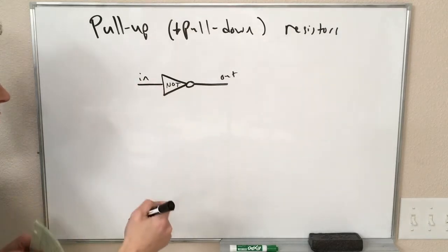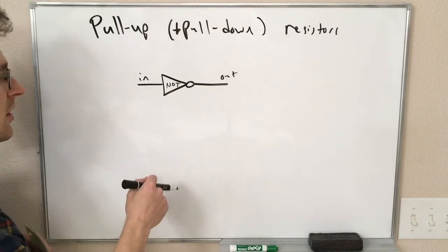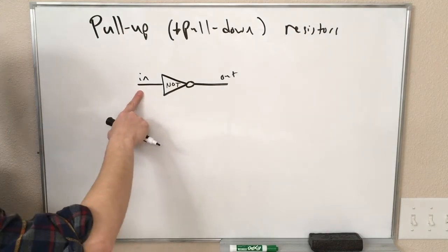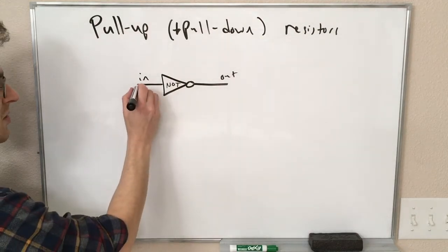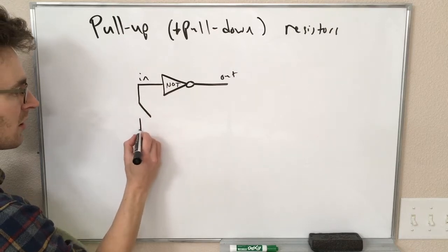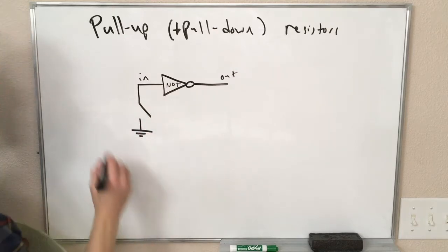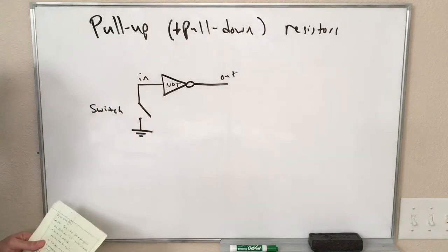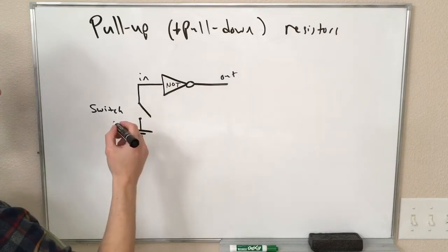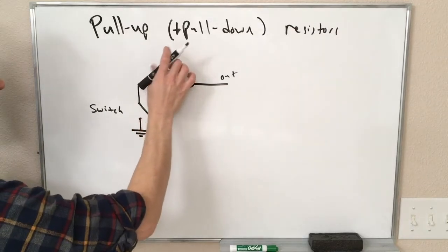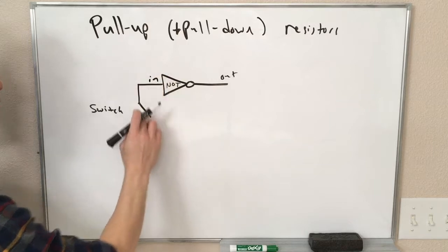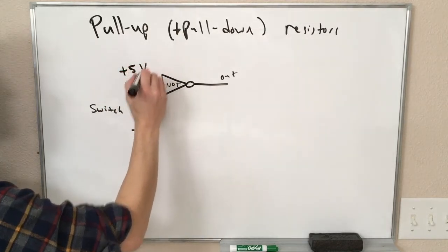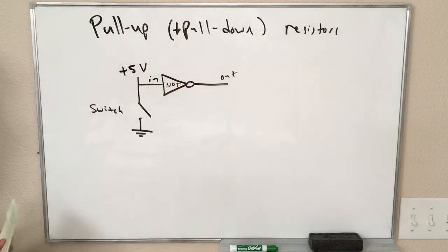Okay, so let's say I have something like this. I want a switch where if I close the switch, it makes the input 0. If I open the switch, it makes the input plus 5 volts. So maybe I could do it with something like this. I put the switch here and connect this end of the switch to ground. This is simple enough. I know that when the switch is open, I want it connected to 5 volts. So maybe I can just connect plus 5 volts here, and maybe that will work.